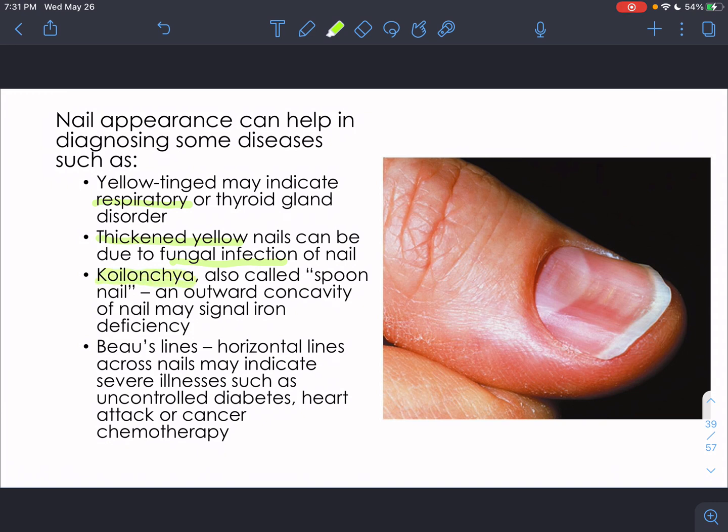Koilonychia, I've never said that out loud, which is what the picture shows, an outward concavity of the nail that can signal iron deficiency. And Beau's lines are horizontal lines across the nail. They can indicate severe illnesses such as diabetes, heart attack, or cancer chemotherapy. So again, like your skin, a lot of these abnormalities can indicate that something's wrong. You can kind of figure out what's going on, or at least get an indication of what may be going on by looking at your nails, which is cool.